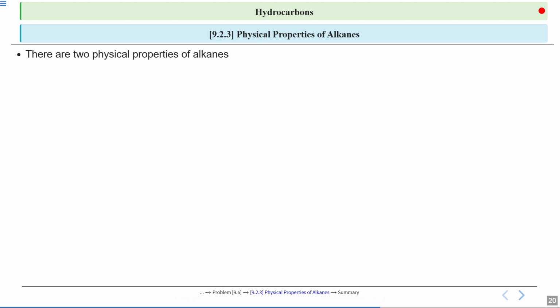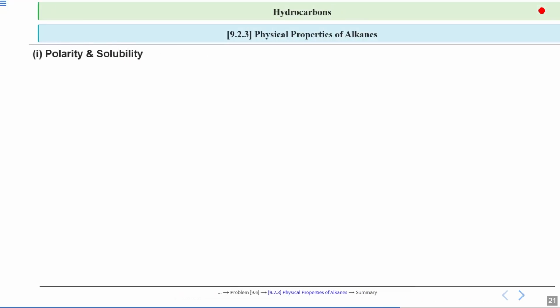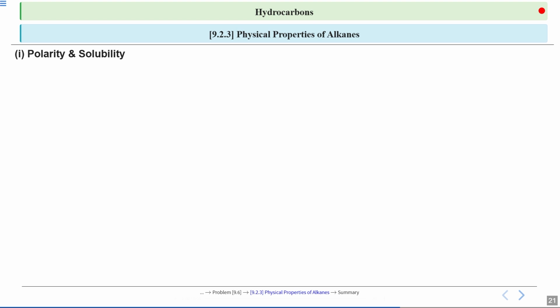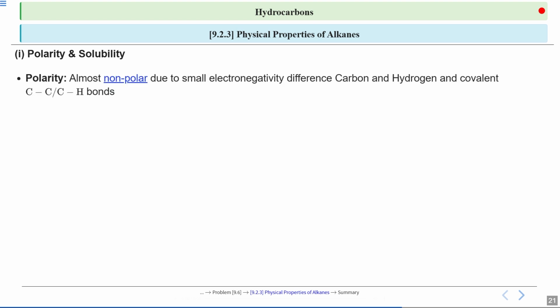Now we will move on to the physical properties of alkanes. The first one that we will talk about is polarity and solubility. They are interrelated, therefore we will talk about them as a pair. After that, we will see the boiling point. So let us discuss them in detail. Starting with the first physical property, which is polarity and solubility. Alkanes are almost non-polar. This is because the electronegativity difference between carbon and hydrogen is minimal, resulting in covalent C-C and C-H bonds. This non-polarity affects how alkanes interact with other substances.